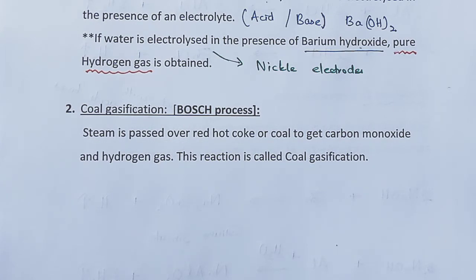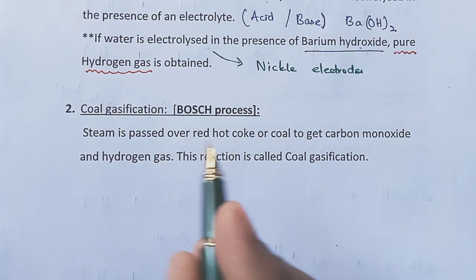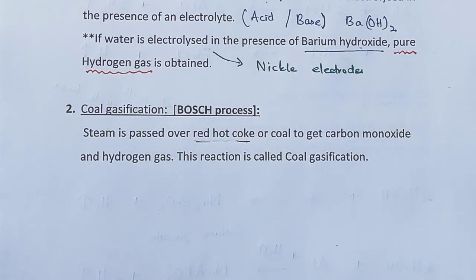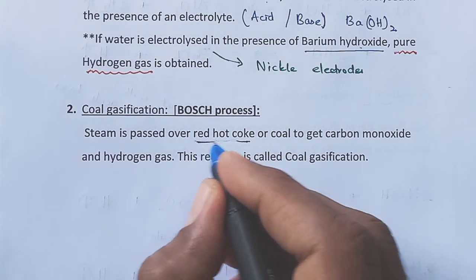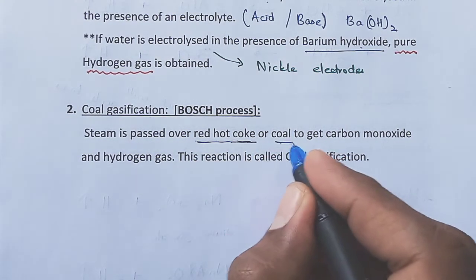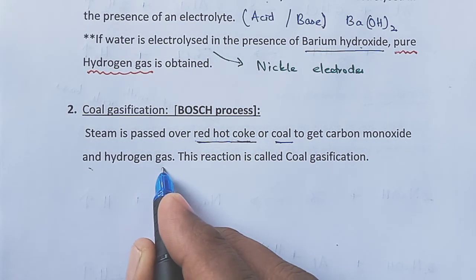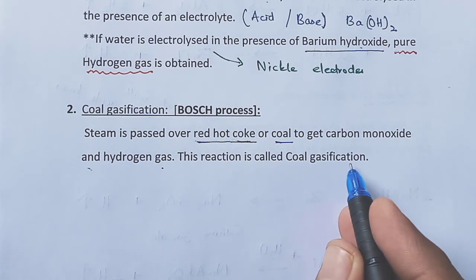Coal gasification is also called the Bosch process. Let us see the reaction. Steam is passed over red hot coke or coal to get carbon monoxide and hydrogen gas. This reaction is called coal gasification.